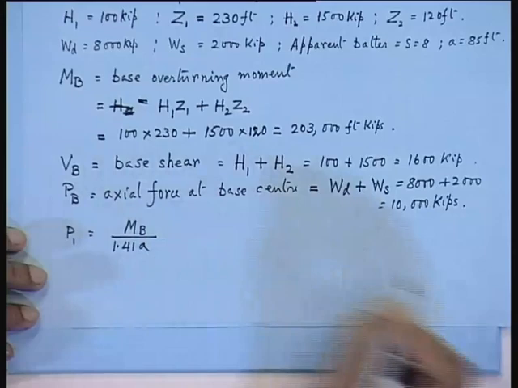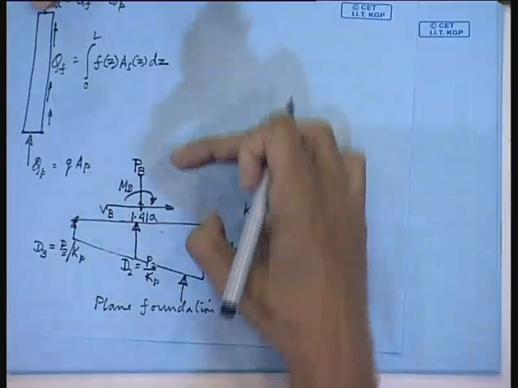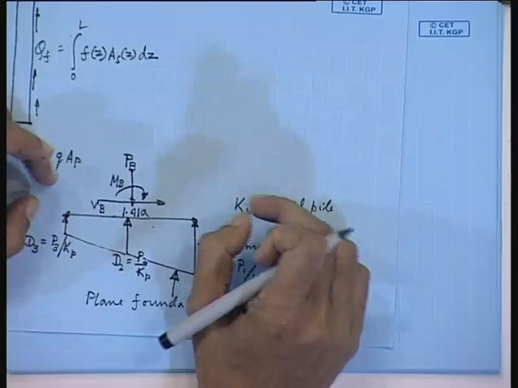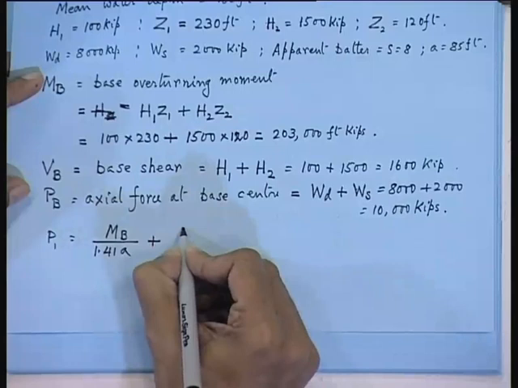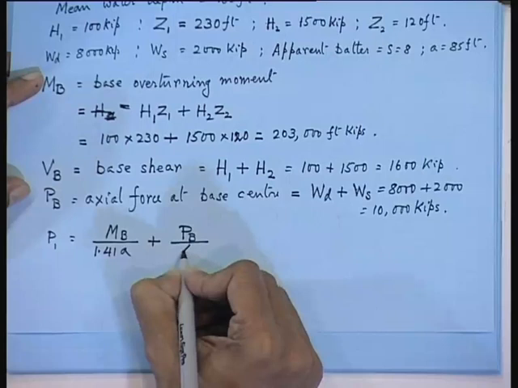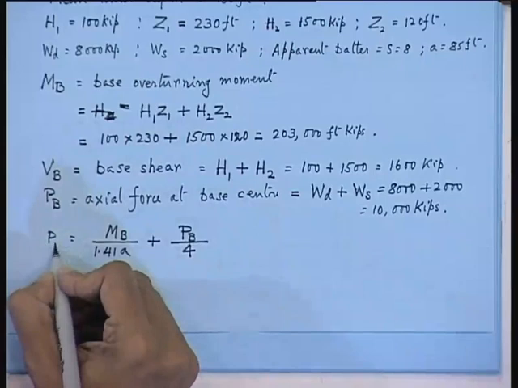Footprint rotation is, so suppose a force is here and you are taking moment, or you can find out that there is a couple. So, the couple divided by this 1.41 A, that will be a part of P 1. And the other part, this will assume equally distributed on all the four piles. So, your P 1 consists of two parts. One is coming from the moment M B and the other is coming from the axial force P B.